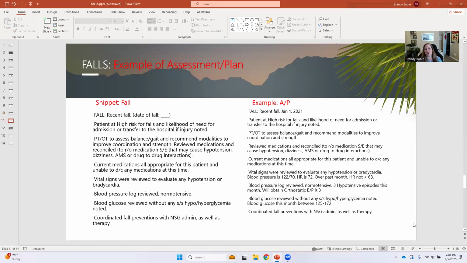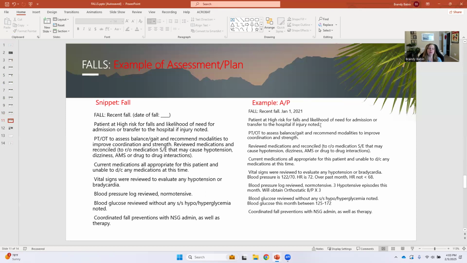Now we're on the bottom. We're at the assessment and plan section. So on the bottom left is your blank snippet. That's what you're going to adjust and alter. This is my example. So this is the snippet and this is the example. So recent fall, January 1st, 2021. Patient is at high risk for falls and likelihood of need for admission or transfer to the hospital if injury noted.